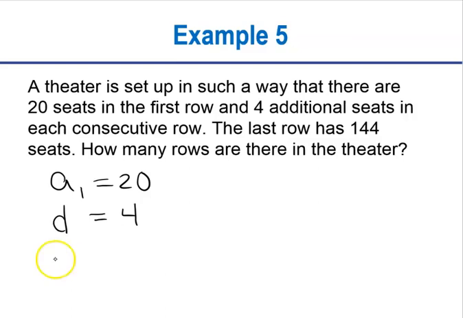Well, we also know that A sub n, the last row, is 144. What we're looking for is n. We don't know what the n value is. We don't know how many rows. The first row has 20, the last row has 144, and the difference is 4 between them.